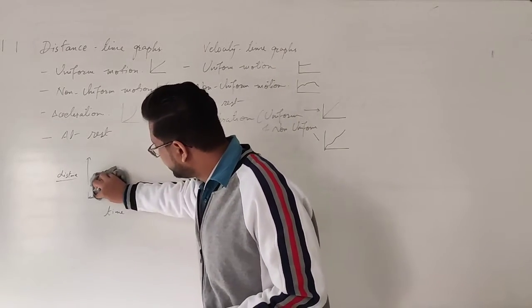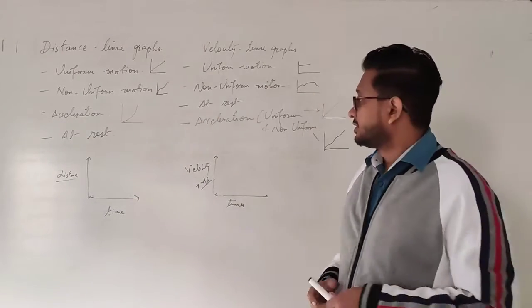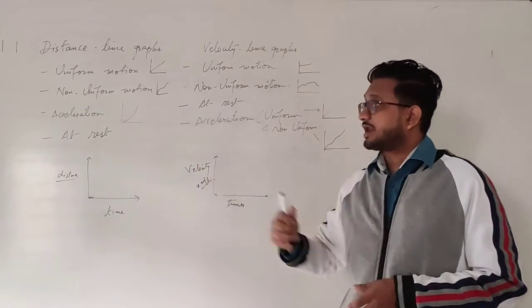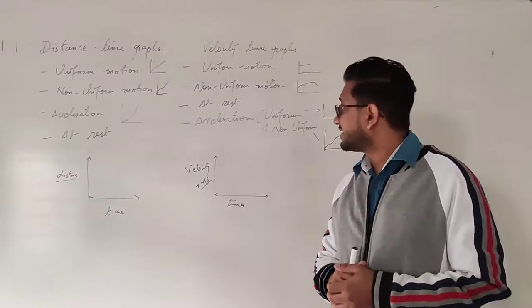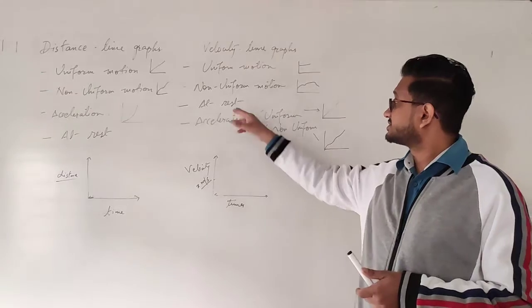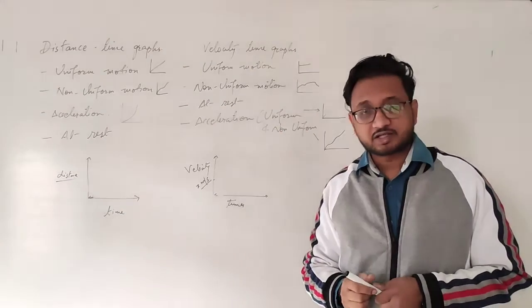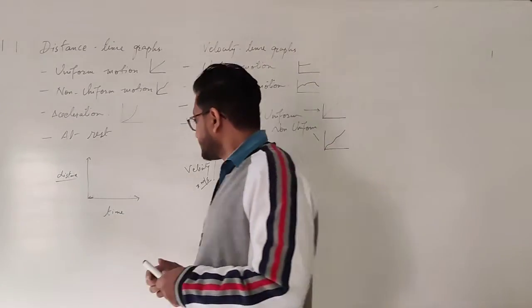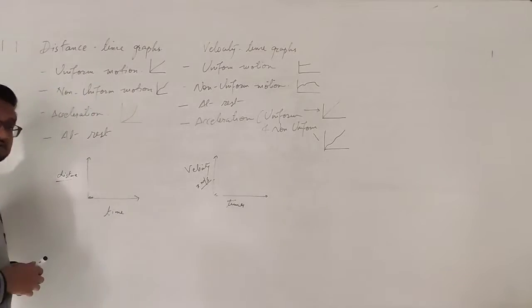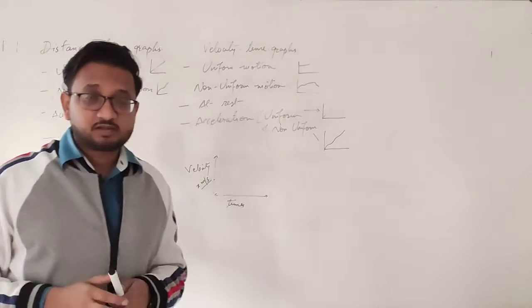So now that we have cleared up uniform acceleration, we move forward to the last point, that is the object at rest. Okay, I made a mistake over here. Object at rest. If the object is at rest, that means the distance is not changing.